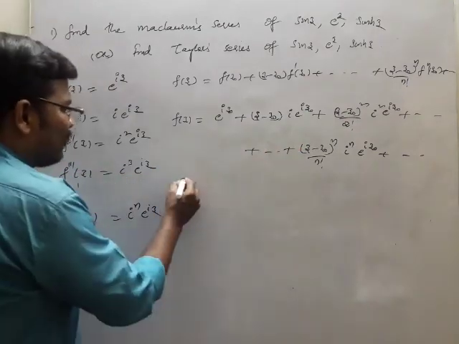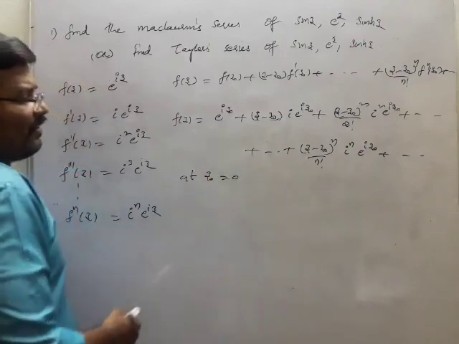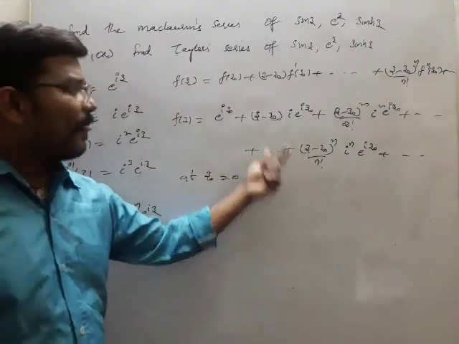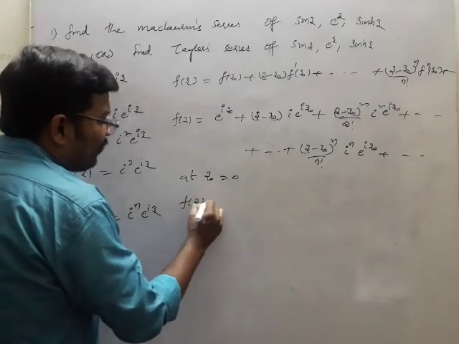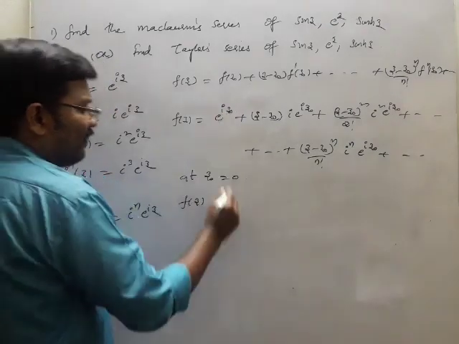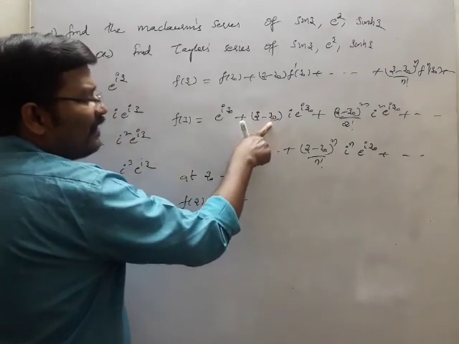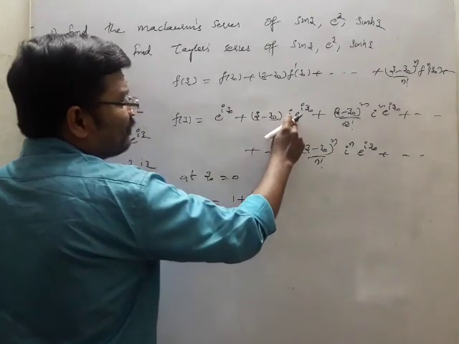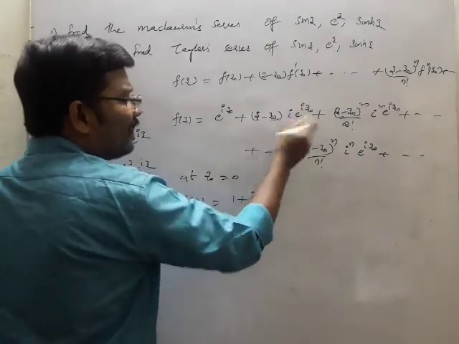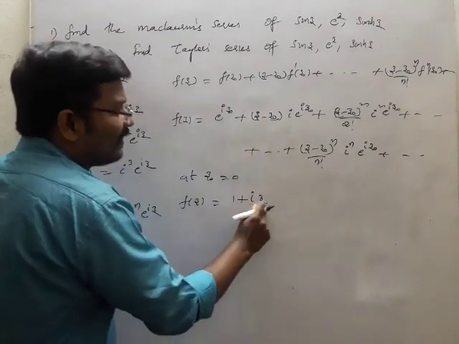Now at z₀ equal to 0, what is going to happen? This is a Taylor series form again, so if you put it in the Maclaurin series, f(z) equals 1 plus, since z₀ is 0, e^0 is 1, so the first term is i times (z − 0), which is z, so we get iz.